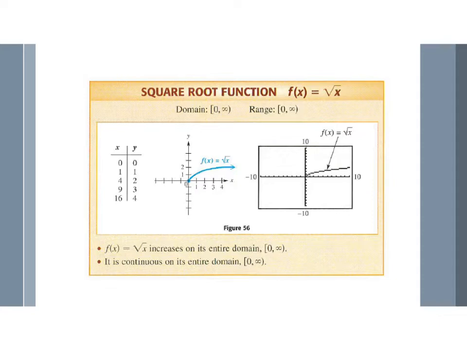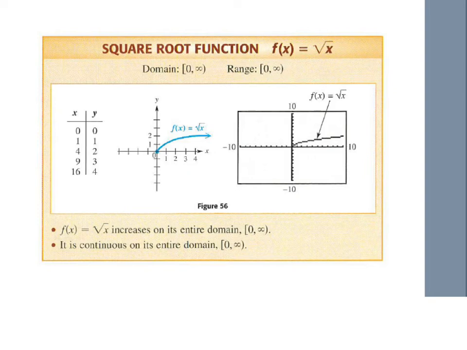So notice none of my x values here are negative. So all my x values are positive and 0. So that's where my graph is only located over here. And it takes on this shape. Notice this graph is going up a little bit slower.